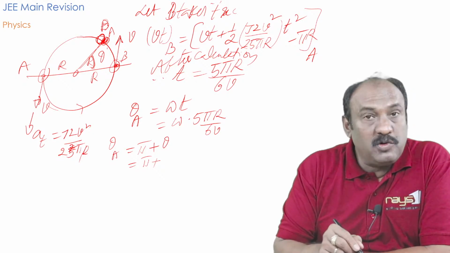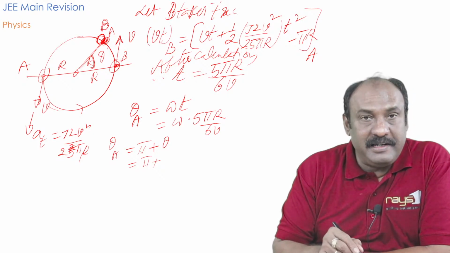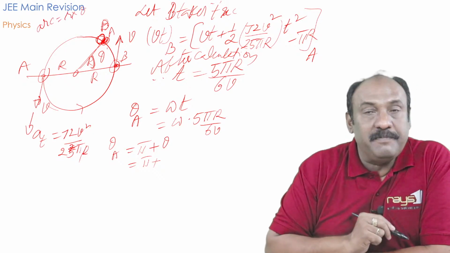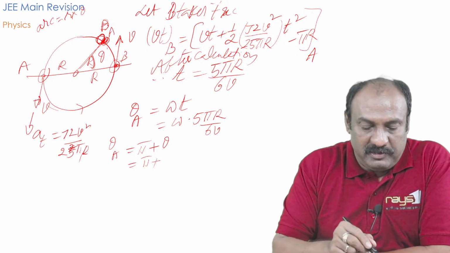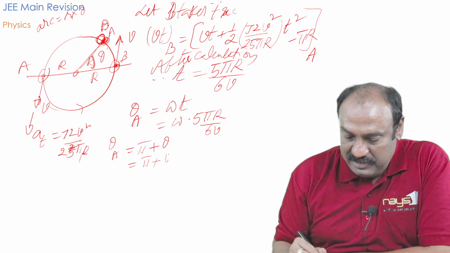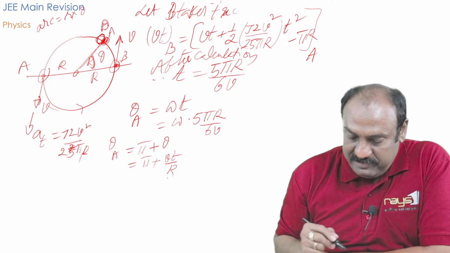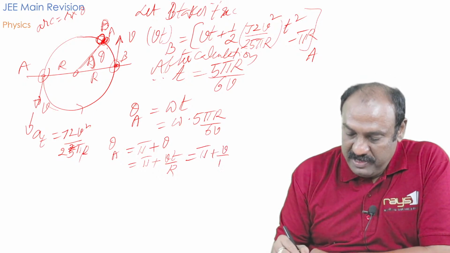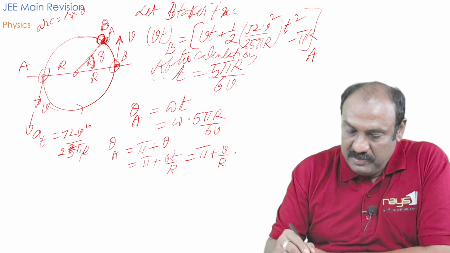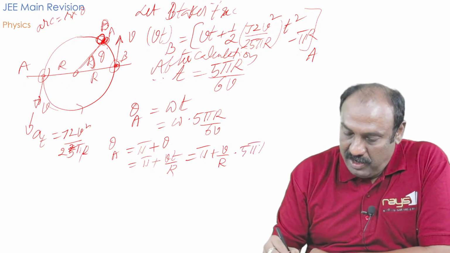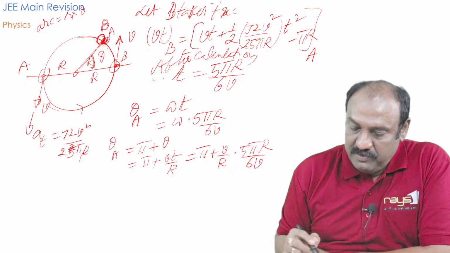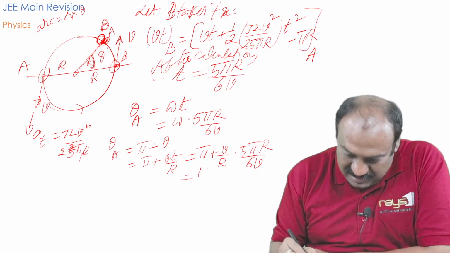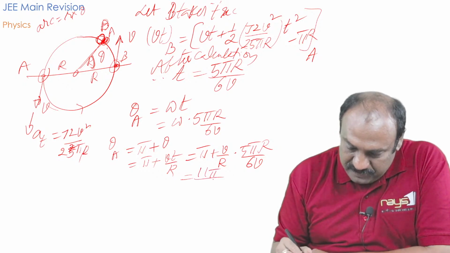The arc length is known to you, Vt. So how do you find theta? Arc equal to radius into angle theta, so theta equal to arc length by radius. What is the arc length? Vt, and the radius is r. So pi plus Vt by r. So pi plus V by r into the t value, which is 5 pi r by 6v. So V gets cancelled. After calculation, we get 11 pi by 6.